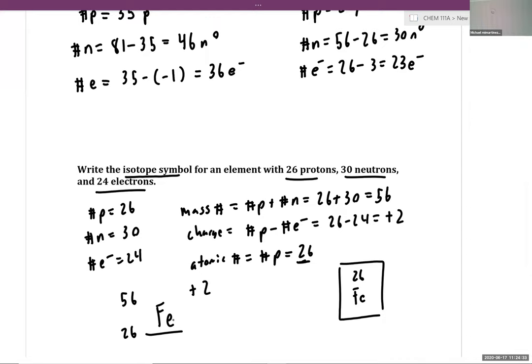Does this example make sense to everyone? Is everyone comfortable building isotope symbols given the number of subatomic particles?